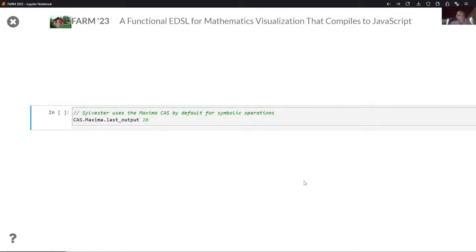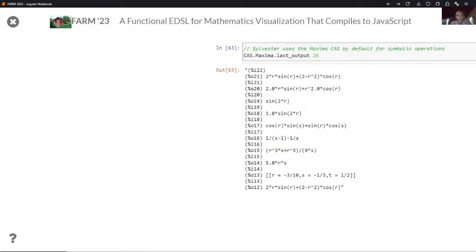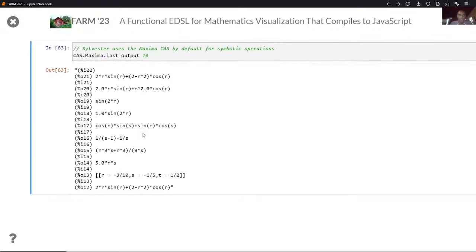Now, Sylvester uses Maxima by default for its symbolic operations. So we can just look at the output of Maxima. As we're going through the demo, Maxima is going to be processing these symbolic operations. What we're doing is we just provide a functional language interface over Maxima. So basically, instead of using the Maxima native language, we can use an F# DSL to do symbolic operations.